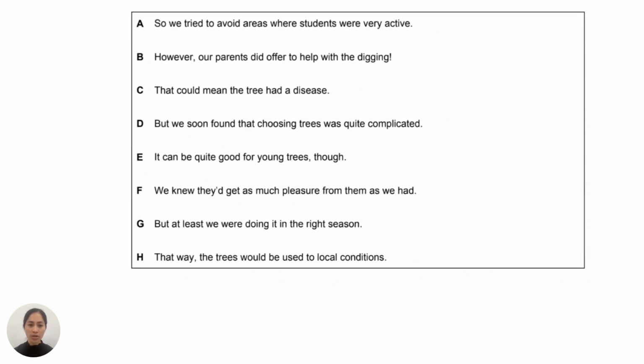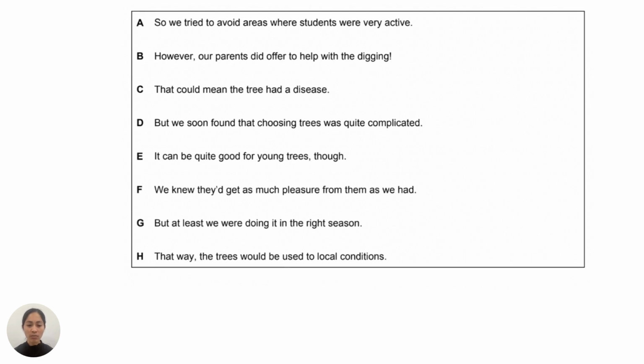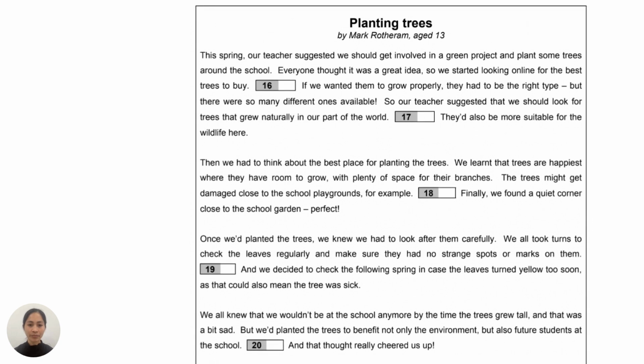Let's look at the options. Something that talks about choosing a tree. Letter A is not about choosing a tree. Letter B, no. Letter C, no. Letter D: but we soon found out that choosing trees was quite complicated. So that is the answer. Next, 17.